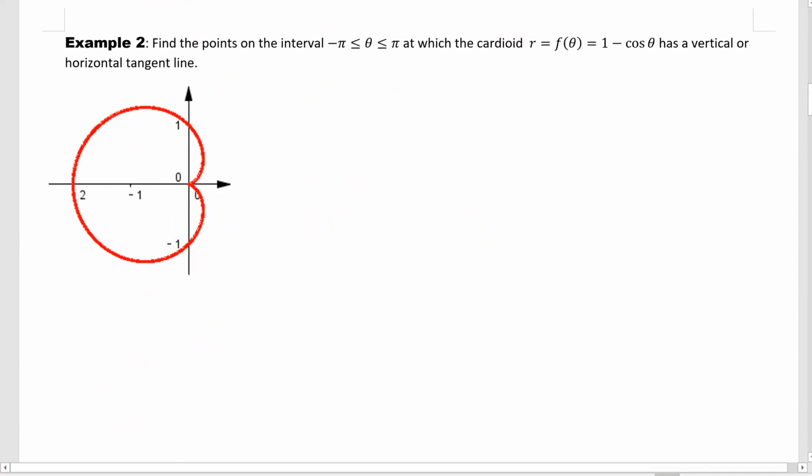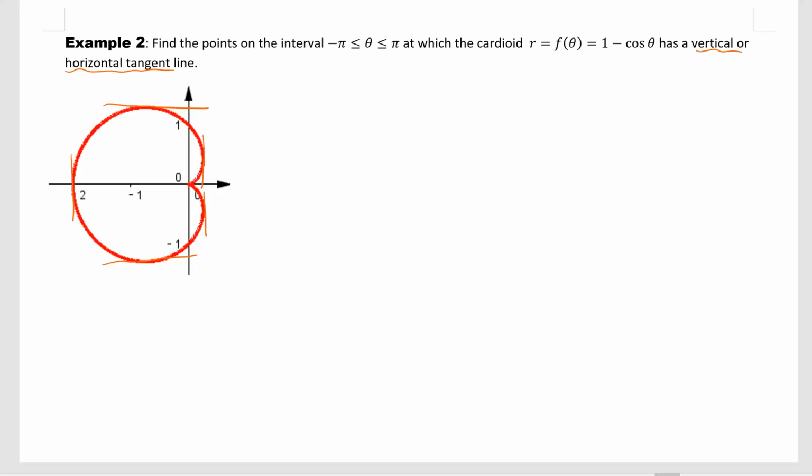Example 2. Find a point on the interval from minus pi to pi at which the cardioid r equals f of theta equals 1 minus cosine theta has a vertical or horizontal tangent line. Okay, this picture is the cardioid. Vertical tangent line looks like these 3 points, right? Horizontal tangent line looks like these 2 points, right? Okay, so let's find this.